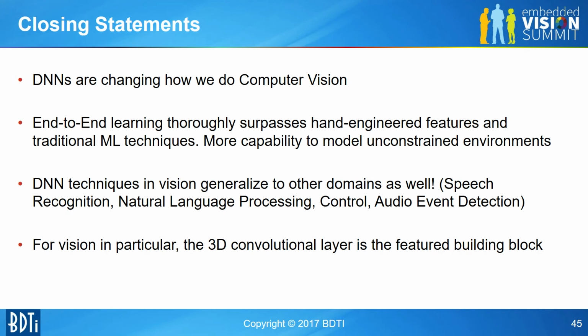And the really cool thing is that these techniques apply to a bunch of other domains as well. For example, in audio processing and audio event detection, you can make an image out of your audio. You can take spectrograms of your audio input, treat that as an image, and feed it through convolutional neural networks and do audio event detection or isolated word recognition using these same techniques. It's pretty interesting. And lastly, for visual perception, the 3D convolutional layer is our featured building block. That's the one that gives us the receptive fields and gives us our spatial coherence.